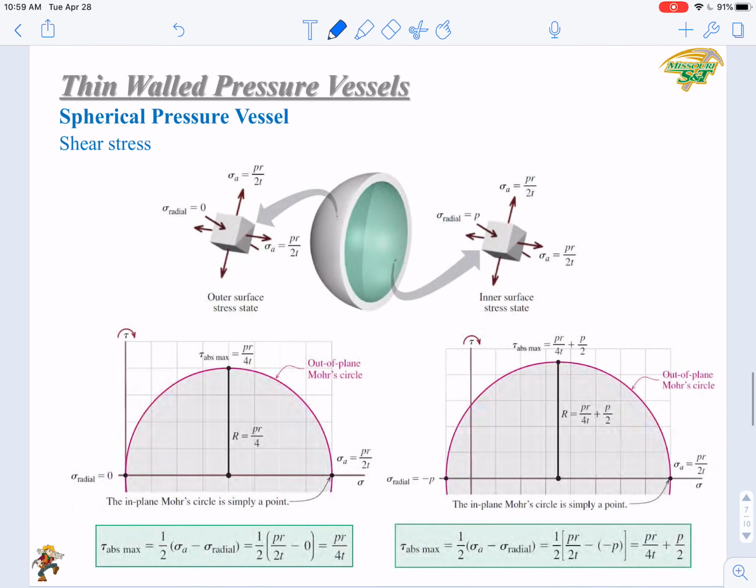So you can see that we have these 2 different cases on the inner surface and outer surface. On the outer surface, the stress along the radial direction is 0, so the absolute maximum shear stress is just PR over 4t, half of the normal stress. And on the inner surface, because of the pressure, this absolute maximum shear stress will be a little larger. It's PR over 4t, or half of the normal stress, plus half of the pressure.